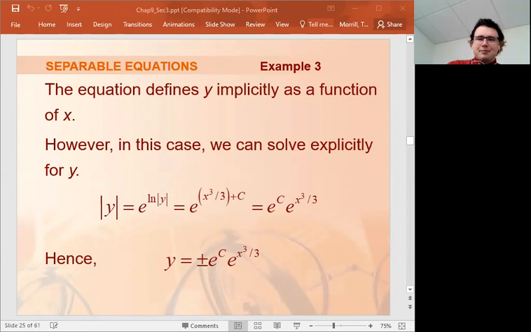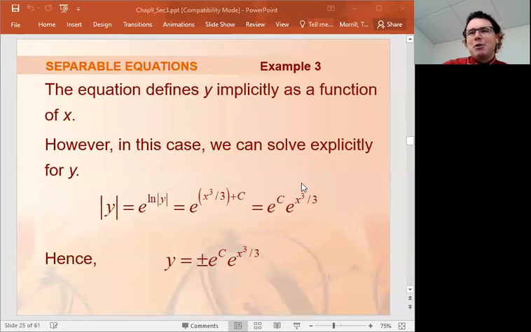So the absolute value of y by itself is going to equal e to the power the natural log of the absolute value of y. So I can substitute in and say that that's just e to the power x cubed on 3, all plus a constant. Is that making sense so far? Just using my algebra, using my inverse functions. So y has to be equal to e to the power c times e to the power x cubed on 3.